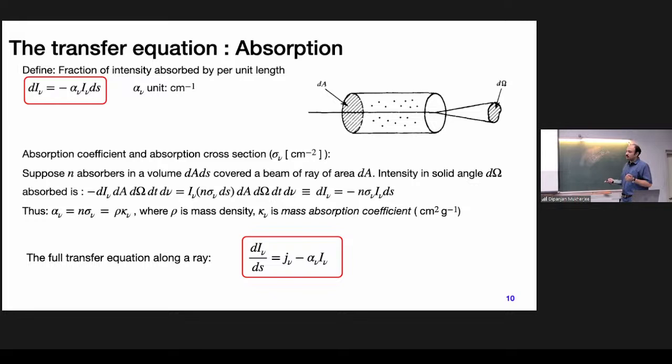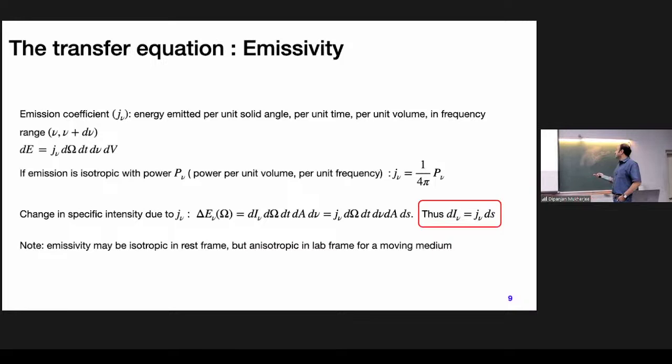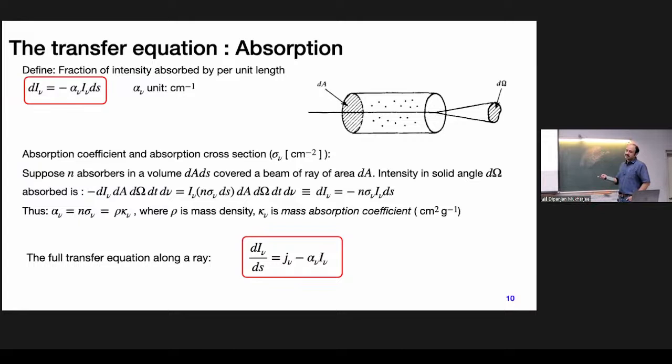You must remember that the units of the coefficients alpha_nu and j_nu are different. Why? Because j_nu is related to dI_nu as dI_nu equals j_nu times ds. So j_nu has energy. For alpha_nu, we have intensity on both sides, so the energy cancels out. If you work out all the units, you will find alpha_nu is in units of centimeter inverse.